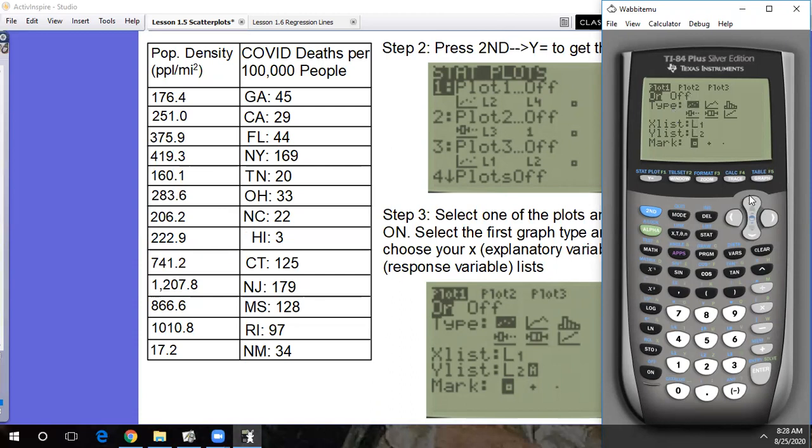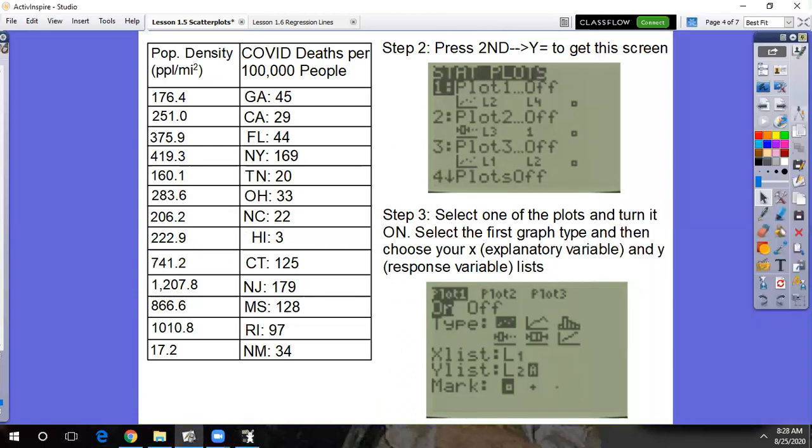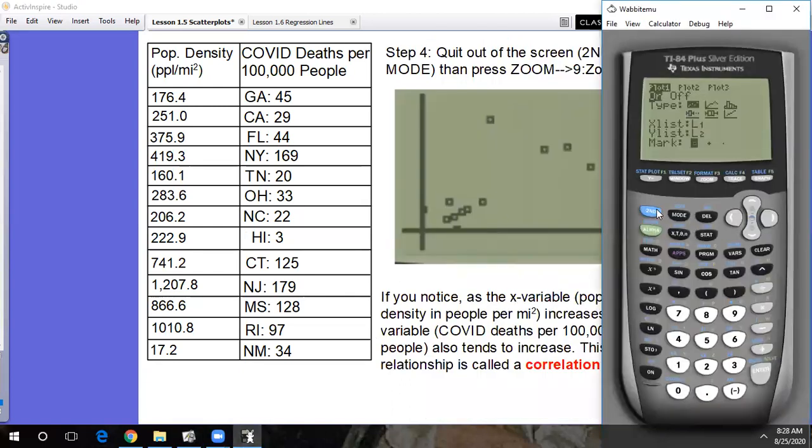Your X list is whichever list you put your X variable into, which for us was L1. Your Y list was L2. The mark, you can make it whatever you want. I've got this little square thing because I think that's the easiest one to see. So once you have all of this set up, we're going to quit out of the screen and press zoom. Then down here, number 9 says zoom stats. We're going to press zoom 9. Oops, sorry, I already have the regression line in there. Hold on. If you press zoom 9, it'll make the graph with the scatter plot and it'll give you the best window for the scatter plot. So this is what it's going to look like.